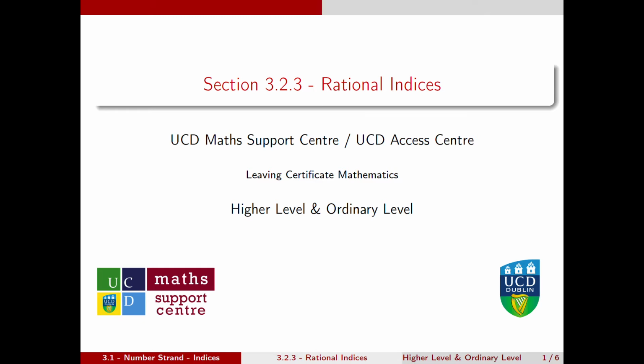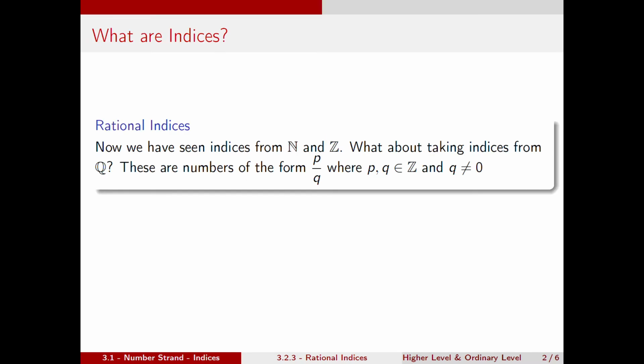In this video, we will be looking at how to deal with rational indices. In previous videos, which can be found online, we have seen how to handle indices from the set of natural numbers and from the set of integers. But what happens if we take indices from the set of rational numbers? So numbers of the form p over q, where p and q are elements of the integers and q is not equal to 0.